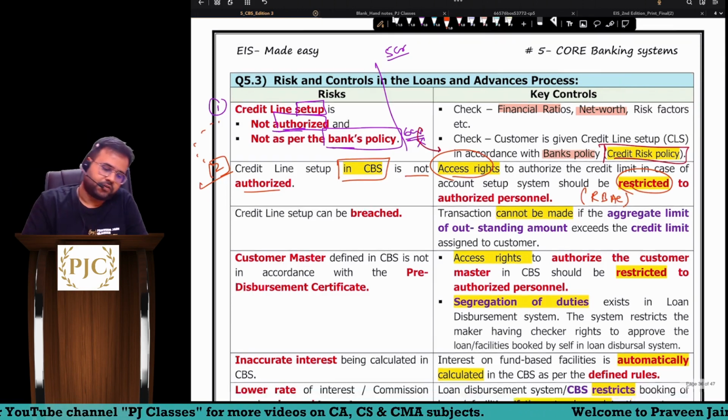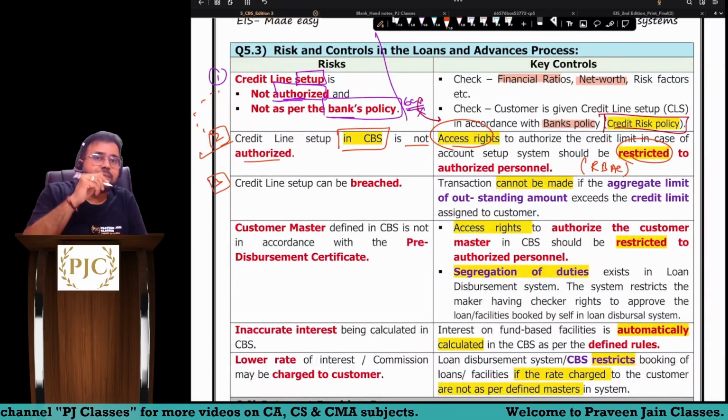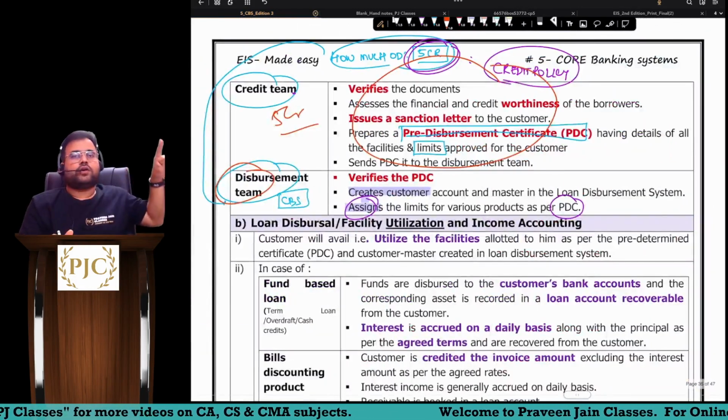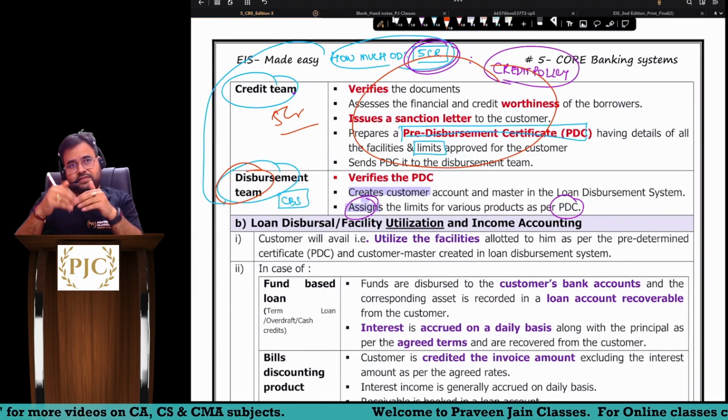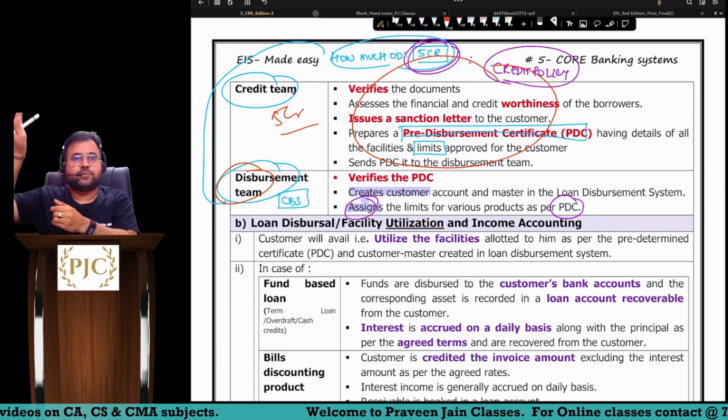Clear guys? Third point, sir, imagine a scenario. 5 crore is what the customer is eligible for as a sanction limit as per the risk policy.